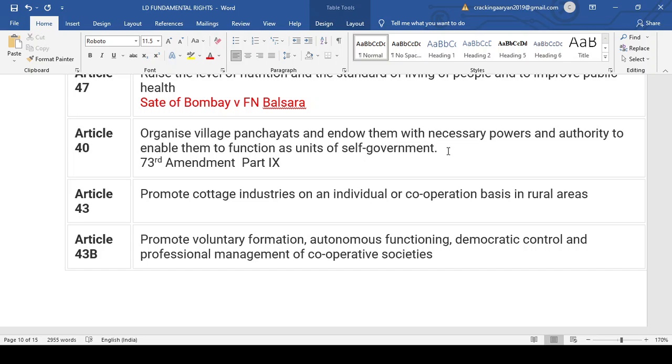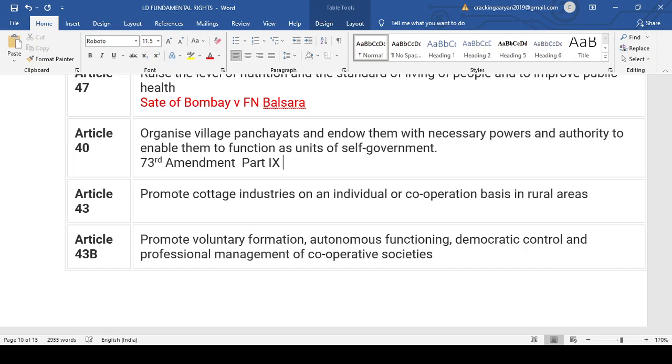Part 9 of the Indian constitution, for example, see, Part 1 was about the Union and its territory, Part 2 citizenship, Part 3 fundamental rights, Part 4 is directive principles. So Part 9 of the Indian constitution talks about the 73rd amendment, by which the Panchayati Raj system was introduced, right?